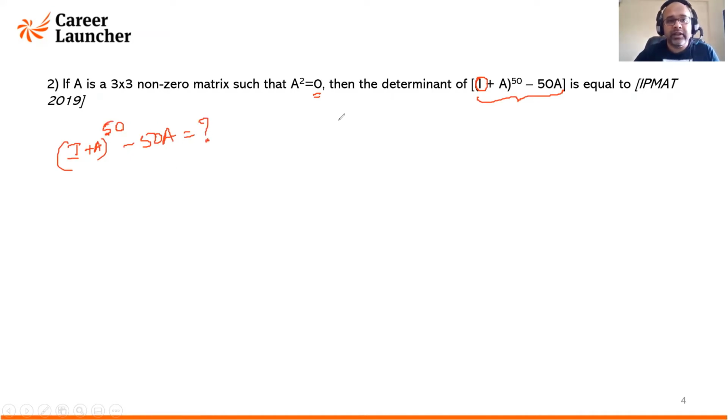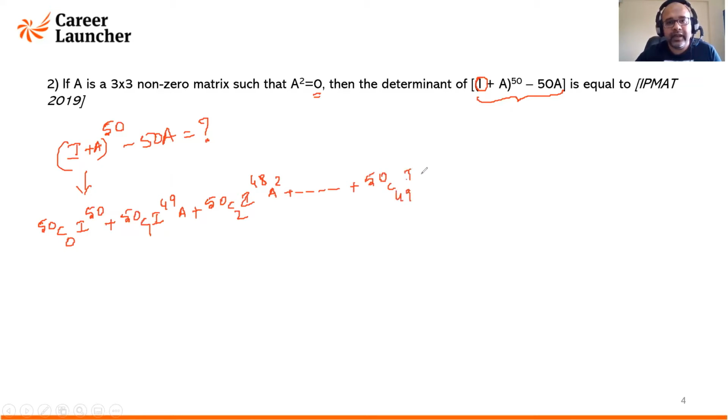Now, recollect your binomial theorem. Your binomial theorem says I can expand this in the below format. 50C0 I power 50 plus 50C1 I power 49 A plus 50C2 I power 48 A square, and so on. Last two terms I will write 50C49 I and A power 49 plus 50C50 A power 50, and then finally you have a minus 50A.